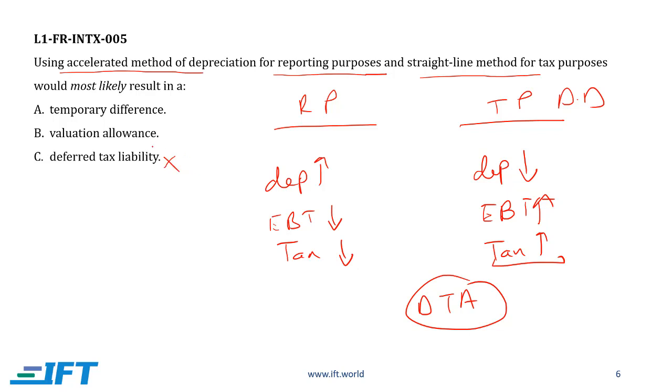Valuation allowance is used to reduce deferred tax asset. Over here, we are talking about deferred tax asset being generated, not valuation allowance. So this is also incorrect. The correct answer is that it is a temporary difference. In accelerated method, your depreciation is higher in earlier years, then it goes down.